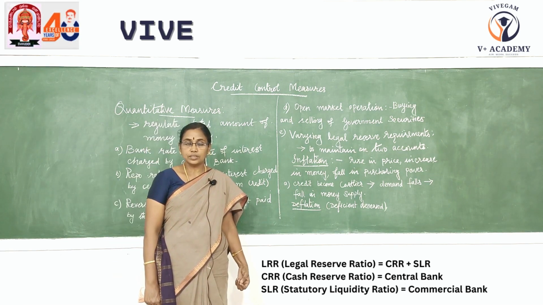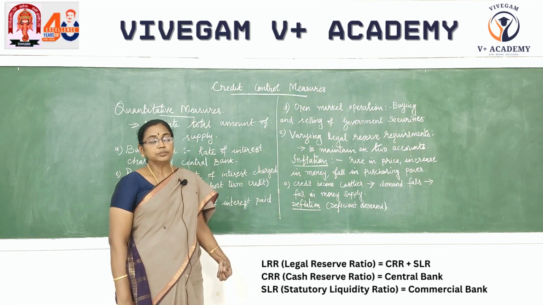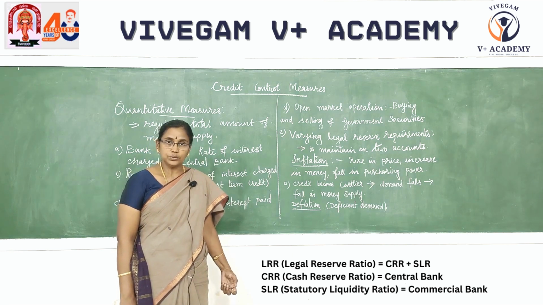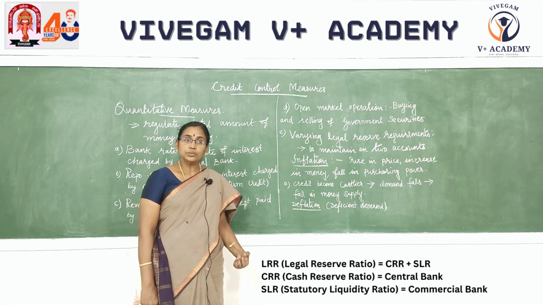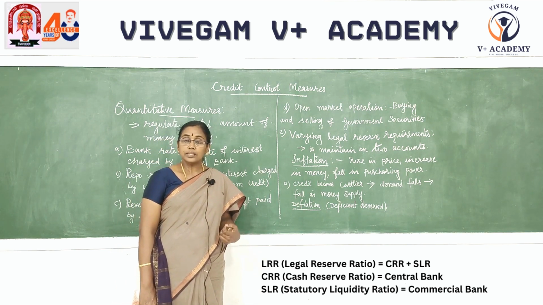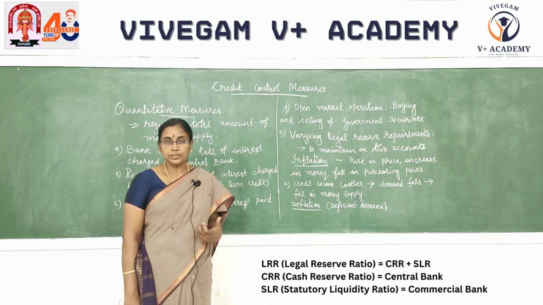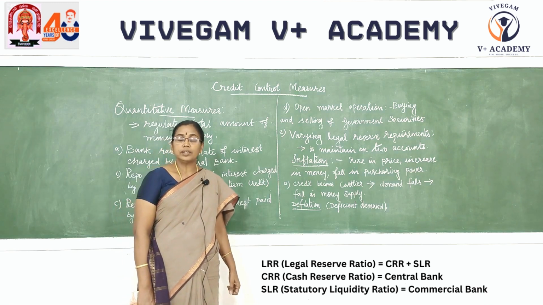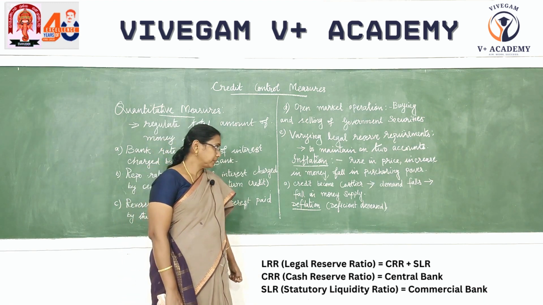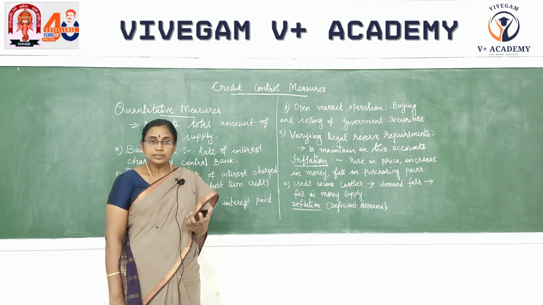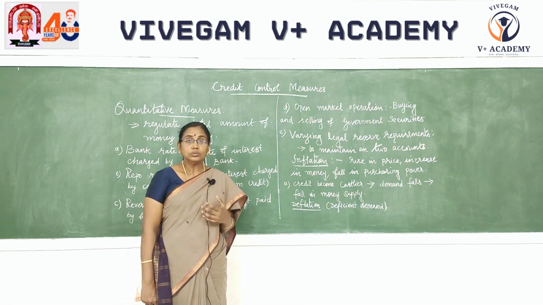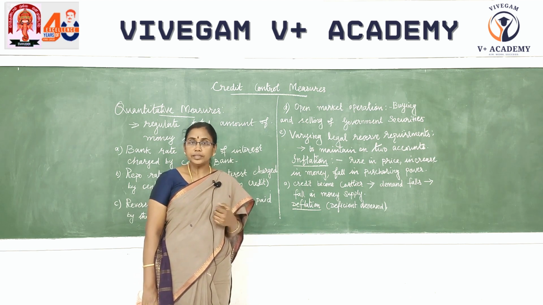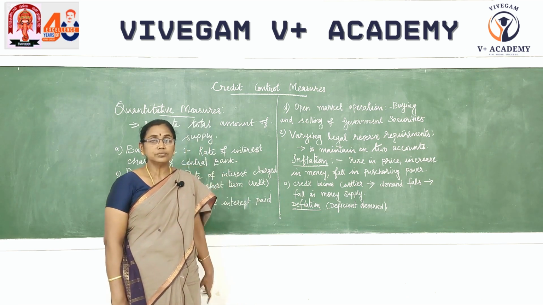We already discussed CRR, and today I am going to introduce SLR. SLR is statutory liquidity ratio. Cash reserve ratio is in the form of cash, but statutory liquidity ratio is in the form of assets, maybe gold. CRR must be kept with the central bank and SLR with the commercial bank. Now we are going to see how the central bank uses these instruments to regulate inflation. First we shall see what is inflation.